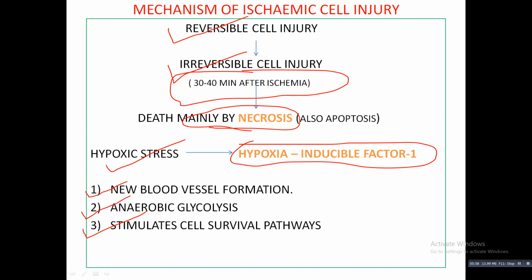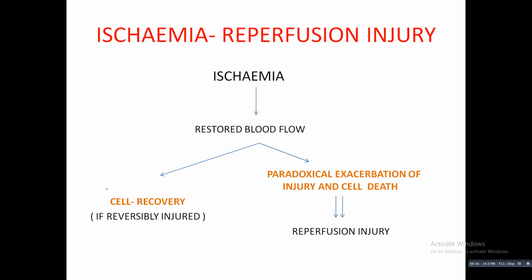Repeat, hypoxic stress leading to hypoxia inducing factor 1 leads to new blood vessel formation, anaerobic glycolysis, and stimulation of cell survival pathways. Going to the next slide. Ischemia reperfusion injury is one of the very important mechanisms that we need to understand, mostly in case of myocardial infarction. Whenever blood supply to the injured part or to the ischemic part is restored, there is a paradoxical component of injury to that particular part.